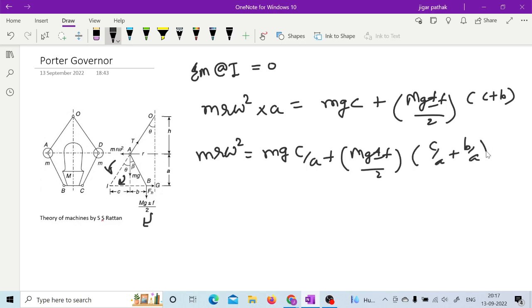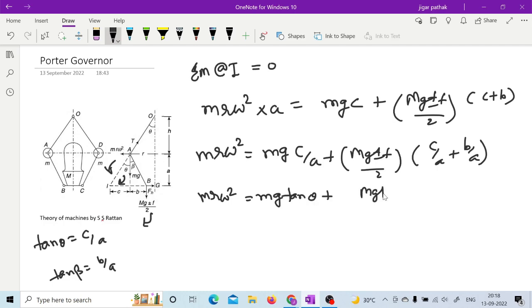plus mg plus or minus f by 2 into c by a plus b by a. Now if you look at the figure, c by a and b by a are tan theta and tan beta. From the geometry it is clear that tan theta is c by a and tan beta is b by a. So you can write that mr omega square is equal to mg tan theta plus mg plus or minus f by 2 into tan theta plus tan beta.